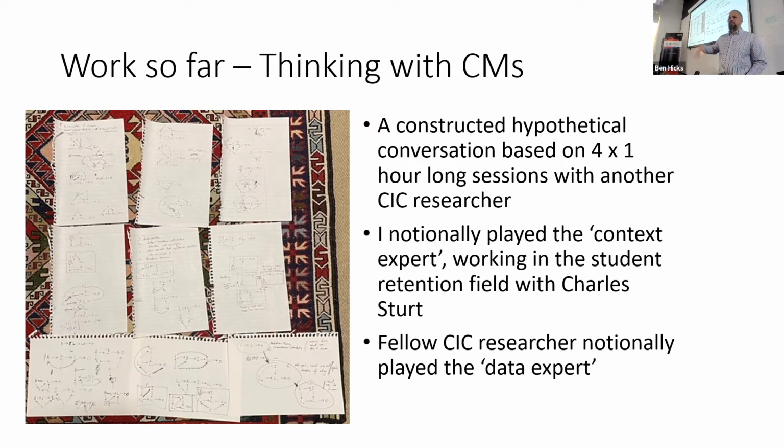She would see the graph I drew and then interrogate it more to try and get what I knew about the system onto the page. So for the paper, afterwards I reconstructed this dialogue between a data expert and a context expert, building this model together.